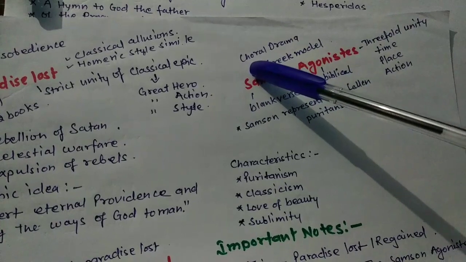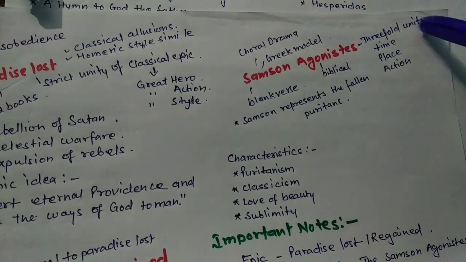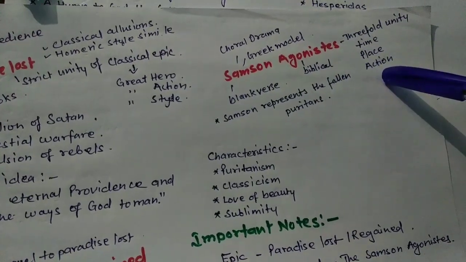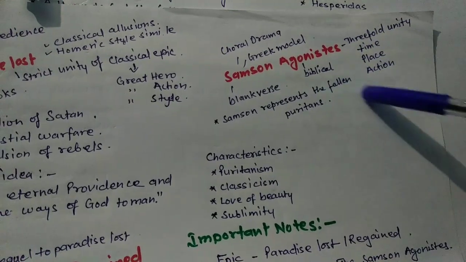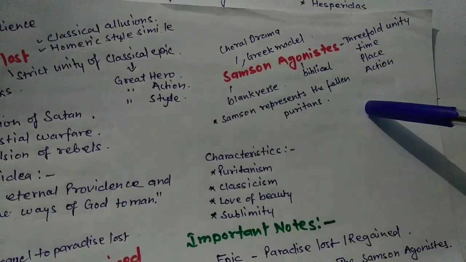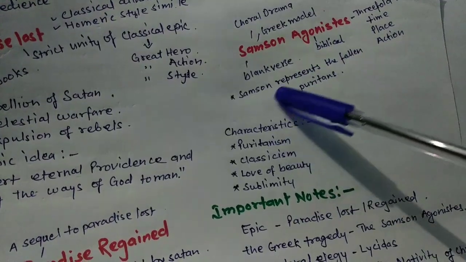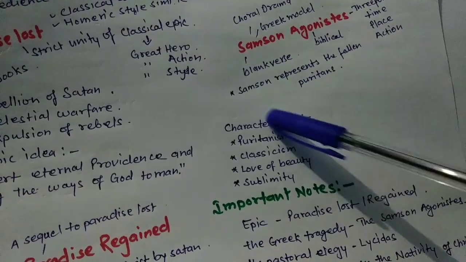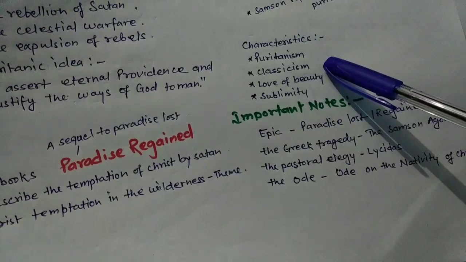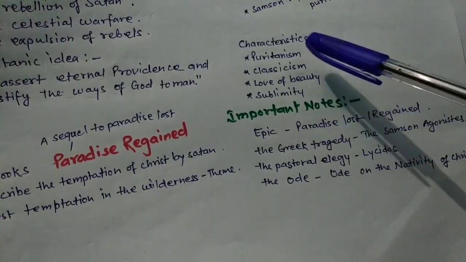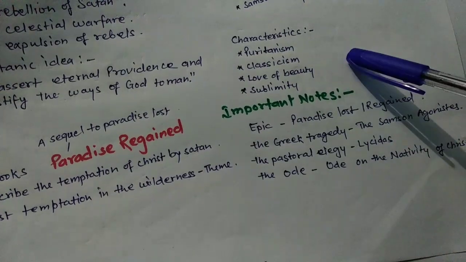Samson Agonistes is a choral drama, and it is composed on a Greek model. It has threefold unity: the unity of time, place and action. If you are studying literary theory and criticism, you will find this under the topic of Aristotle. He has used blank verse in it, with a biblical story, and Samson represents the fallen Puritans. So remember, again, the Puritan thoughts you will find all around the works by John Milton. Characteristics of Milton's works are Puritanism, classicism, love of beauty, and sublimity.